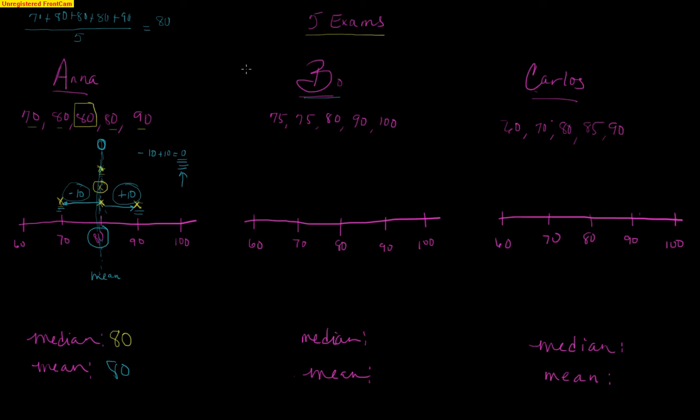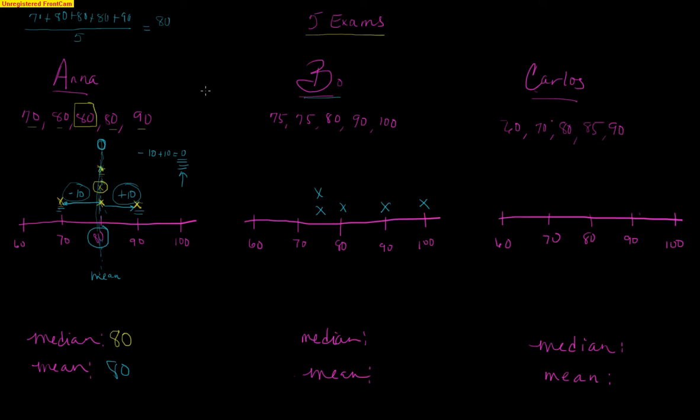All right, let's go over here to Bo. Now Bo scored a 75 on the first test and then a 75 on another test. Then she scored an 80. Then she got a 90 and then 100. Okay. So if we look at this data, I'll do the median in yellow.